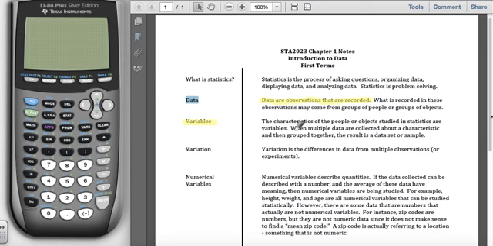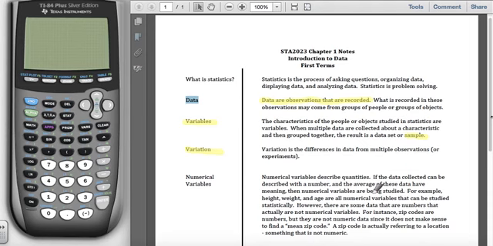When multiple data are collected about a characteristic and then grouped together, the result is a data set or a sample. So collecting data from person after person after person, or object after object after object, leads to a sample. Now the thing to keep in mind is that there is always variation in statistics. Variation is the differences in data from multiple observations or experiments, which we'll get into in another video.